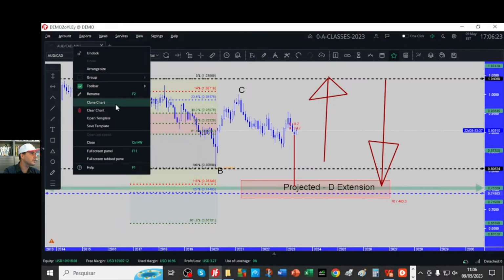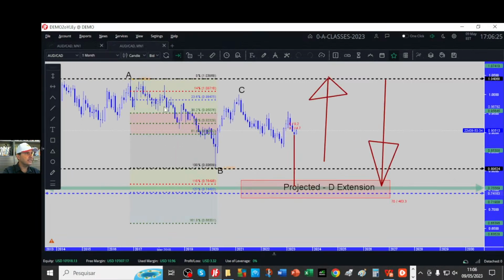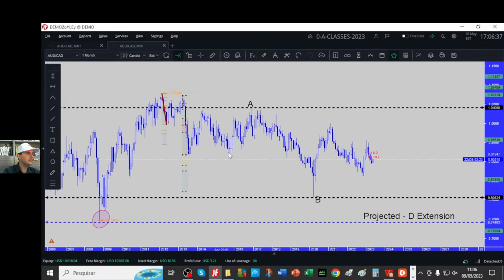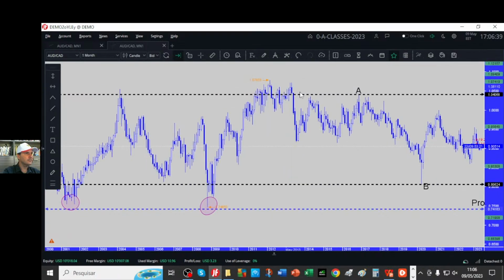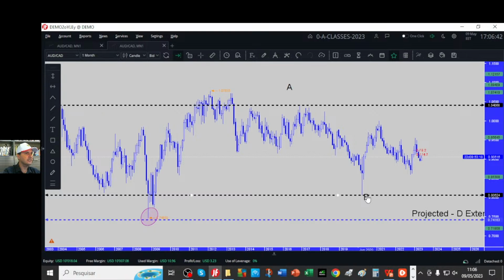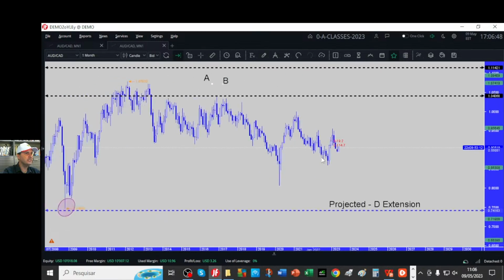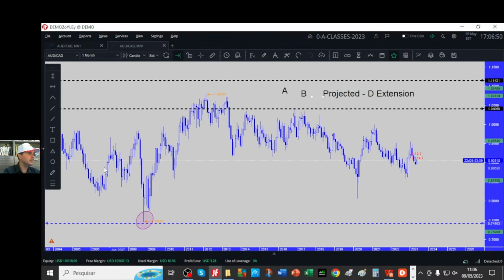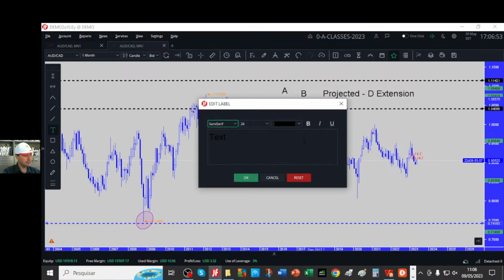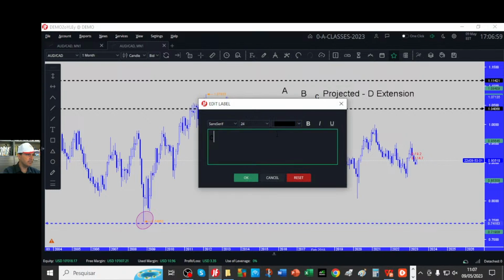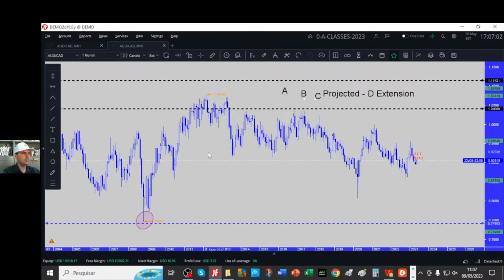We're going to clone the chart, and we are going to delete this Fibonacci, and we are going to go on the weekly chart, A, B, C, D, right? Weekly chart, A, B, projected the extension AB, we are missing the C. Alright, capital C, there we go.